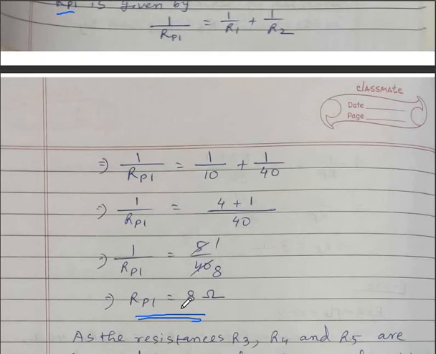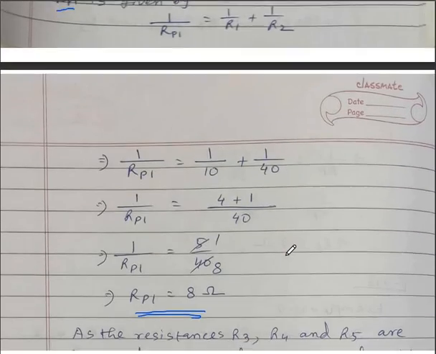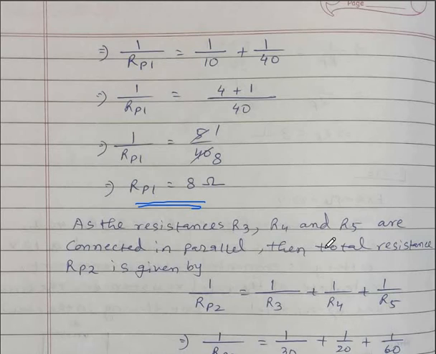So the first combination, combined equivalent resistance, for the first parallel connection RP1 we found 8 ohm. Again as per the sketch, R3, R4, R5 are also connected in parallel. So as R3, R4, R5 are connected in parallel, the total resistance RP2 is given by 1 by RP2 equals 1 by R3 plus 1 by R4 plus 1 by R5.